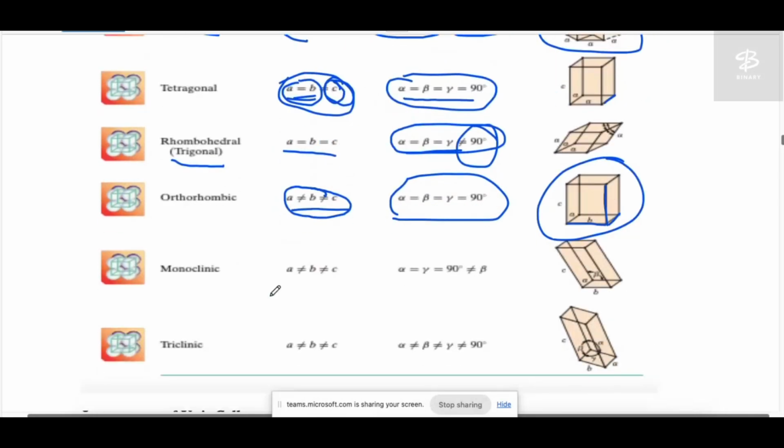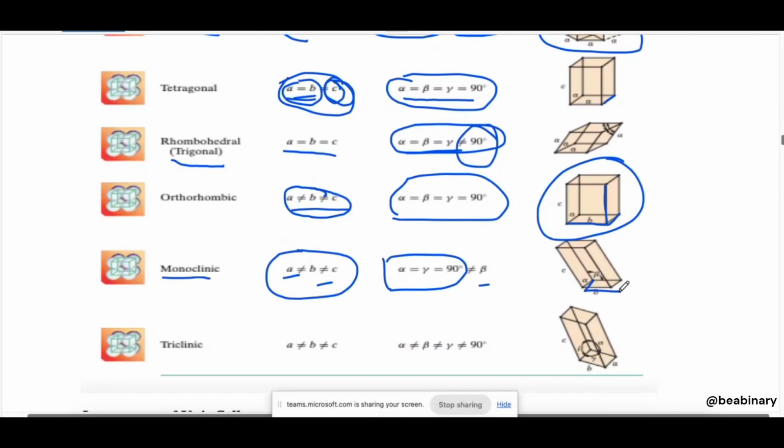Okay, so now monoclinic. In this, none of the sides is equal, so A not equal to B, not equal to C. Alpha and gamma are equal to 90 degrees, but beta is not equal to 90 degrees. So these two angles are at 90 degrees, but the rest, this one, beta, is not equal to 90 degrees.